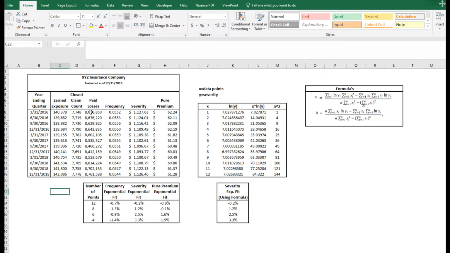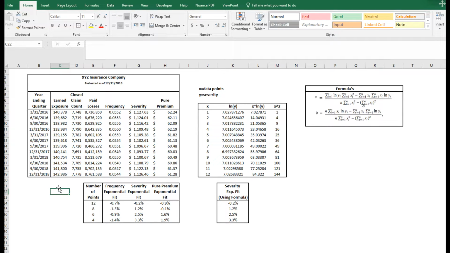Before I go into that further, let me tell you the criteria which makes a good exposure base. Number one, the exposure base must be proportional to losses. If our exposure base is miles driven, is that directly proportional to losses? Well, presumably yes. The more you drive, the more likely you are to get in an accident and incur a loss. Second criteria is that it has to be practical.